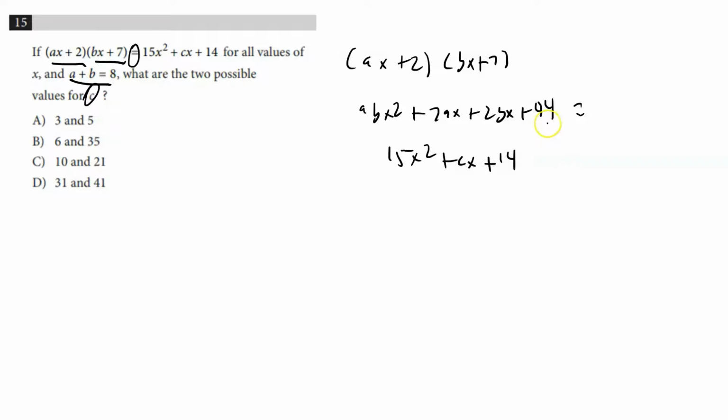So straight away, we can see that we're probably going in the right direction because we have a plus 14 here, we have an x squared term here, we have something in the middle that we don't have to worry too much about now. So let's ignore the 14 for now because we know it's common, it would cancel out if we did anything with it. So we have abx squared plus 7ax plus 2bx equals 15x squared plus cx.